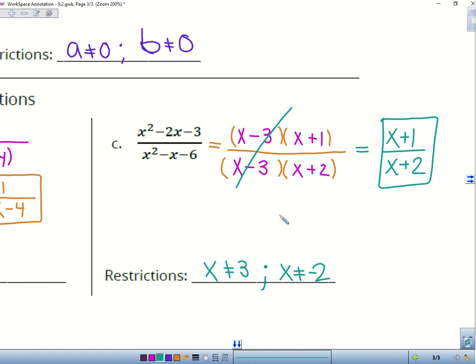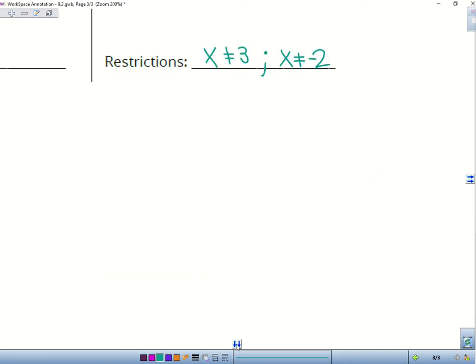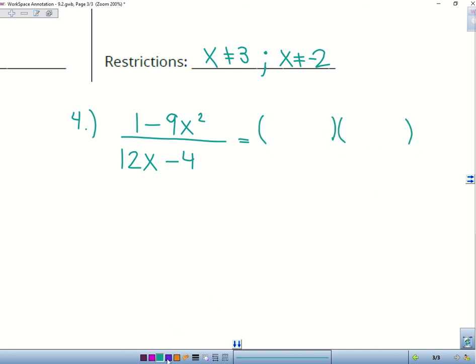So if you can all do me a favor, and on your homework, look at number 4. I want to just address something about number 4. I'm going to kind of go through it with you. On your homework, number 4 looks like this. So what do you notice about the numerator? How is it going to factor? It's the difference of squares. So it's going to be 1 plus 3x and 1 minus 3x. Good. What about the denominator?